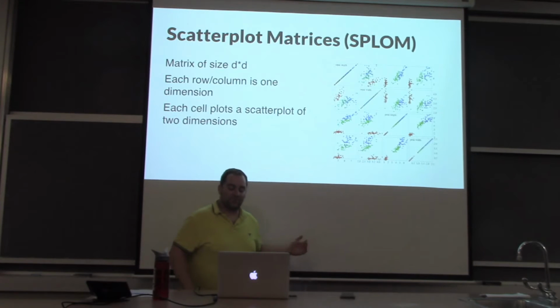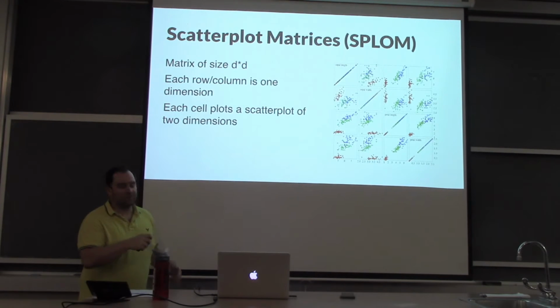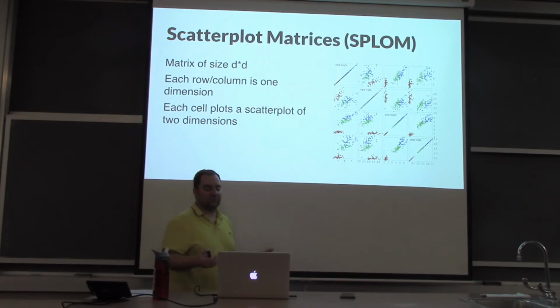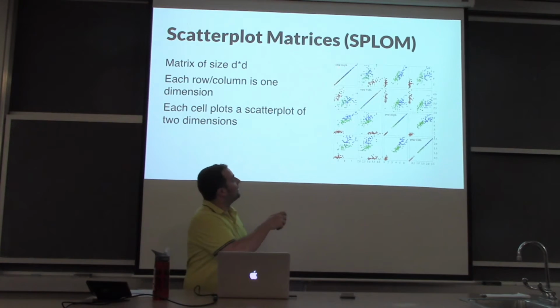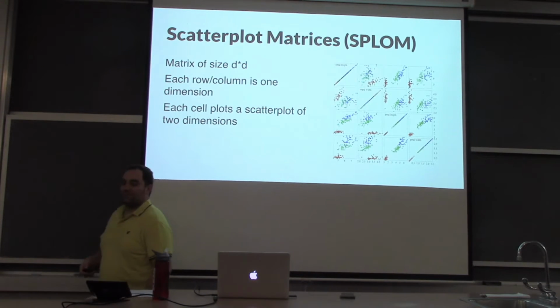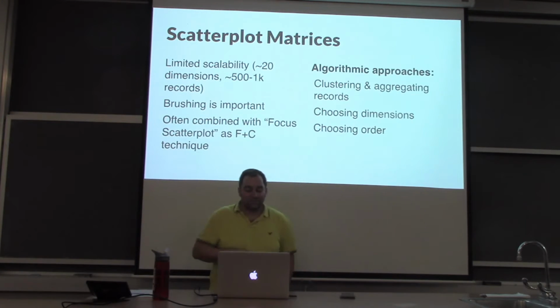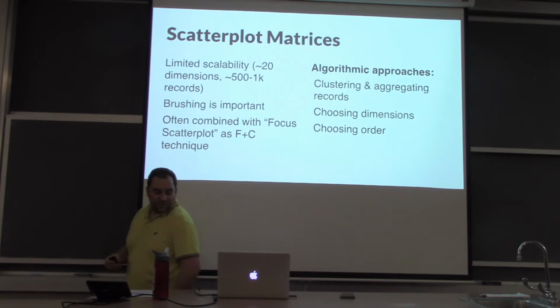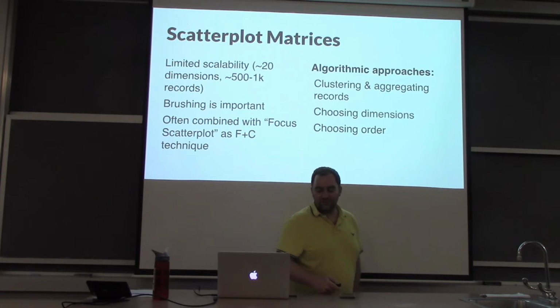Sometimes people actually use the upper half of the scatterplot matrix to visualize something different. It's also very common to show a histogram of the distribution of the actual values instead of the explicit scatter plot. This is limited in terms of scalability. You can probably show on a regular computer screen about 20 dimensions and about 500 to 1,000 records.